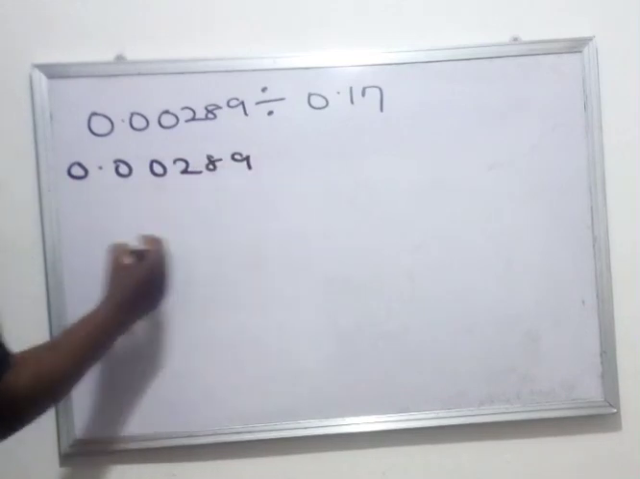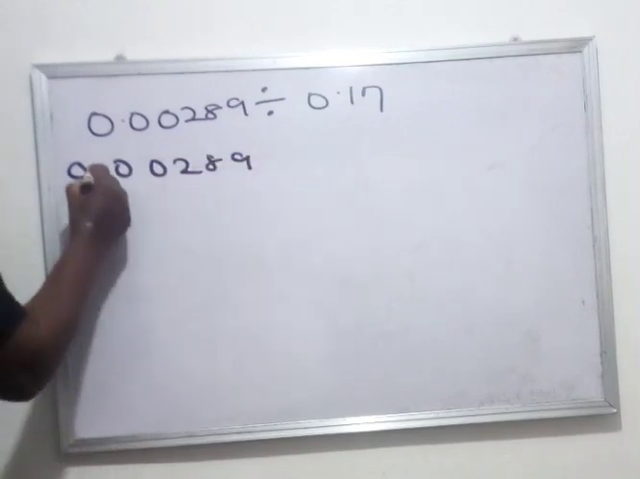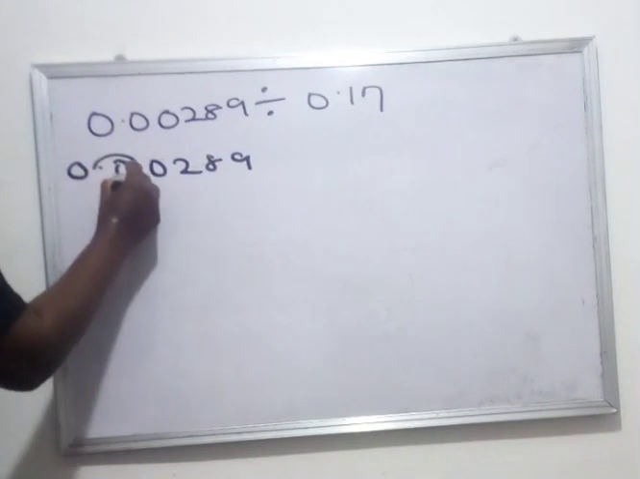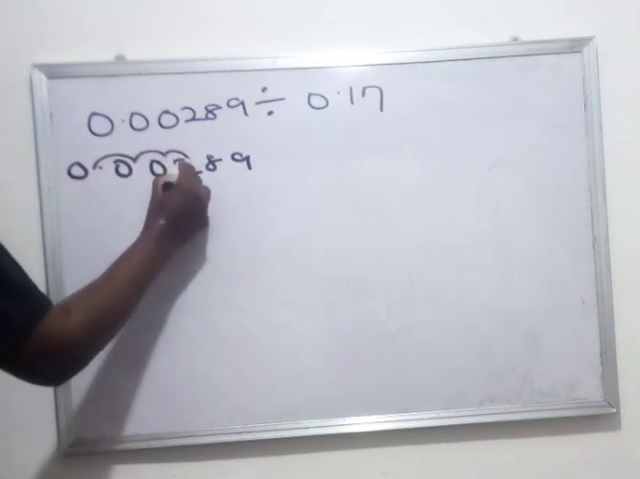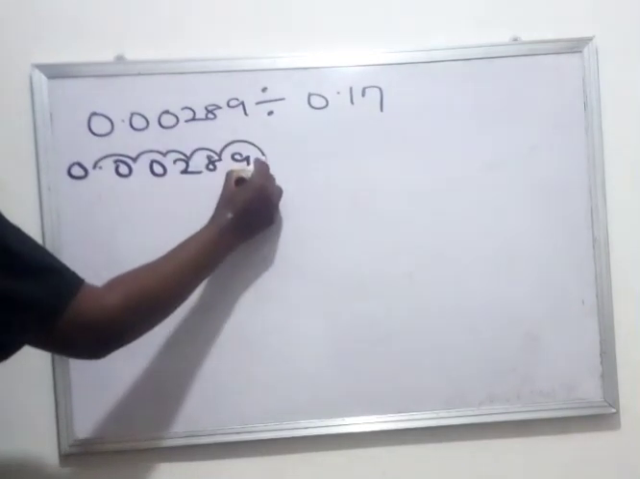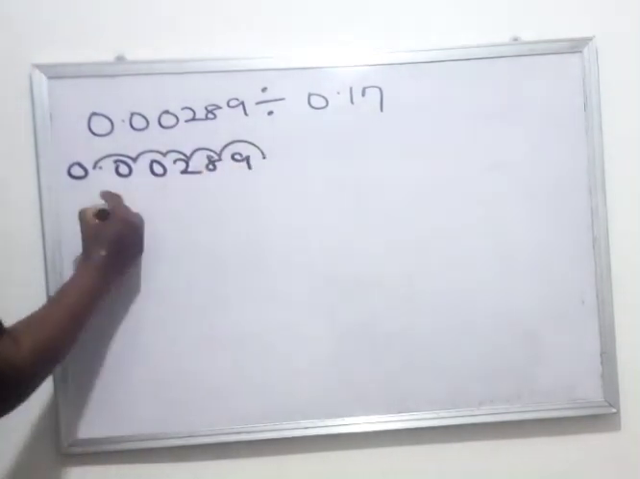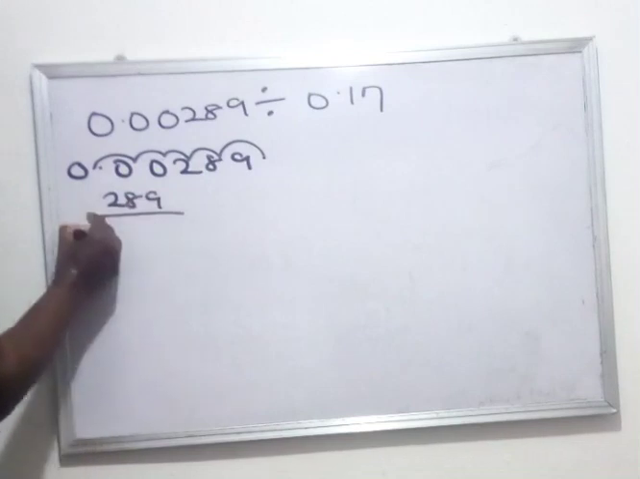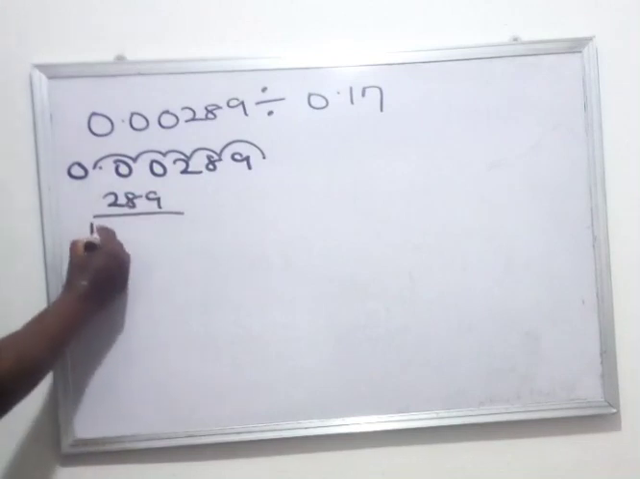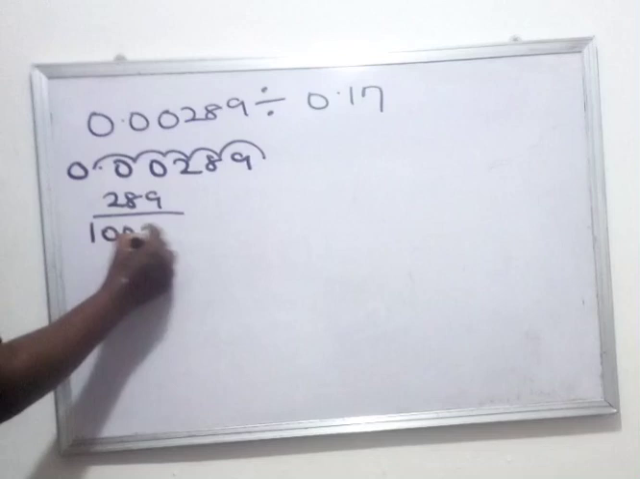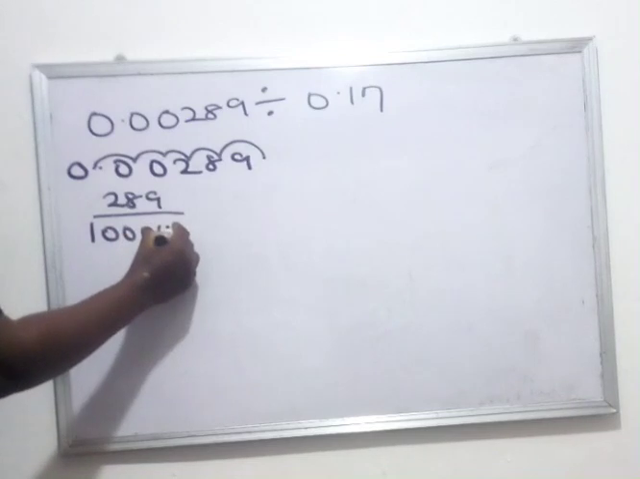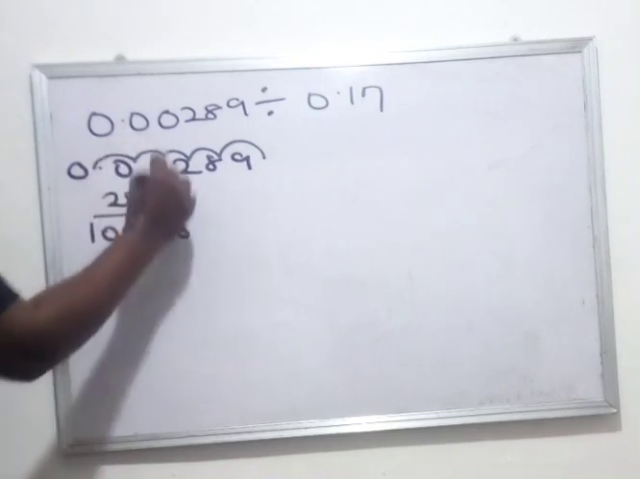0.00289 can be written as, we have to move this decimal point to the point where we want it to be. 1, 2, 3, 4, 5. So this becomes 289 over 1 and 5 zeros. 1, 2, 3, 4, 5. Simply because we move the decimal point 5 times.